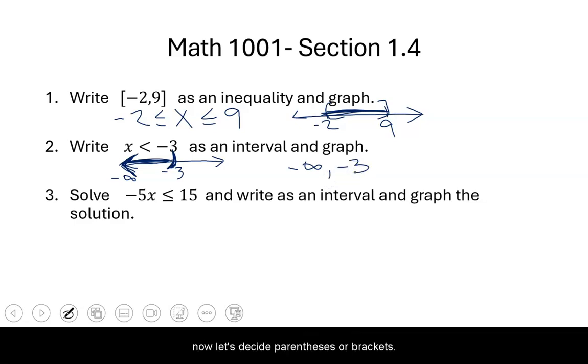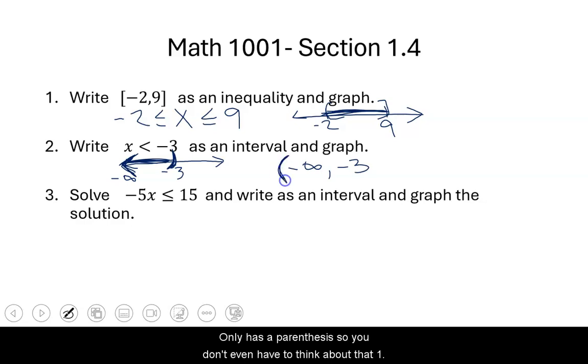So now let's decide parentheses or brackets. Your infinity sign only has a parenthesis, so you don't even have to think about that one. Infinity signs cannot have brackets. So now let's look at the -3. It is a parenthesis because it does not have that extra line underneath.